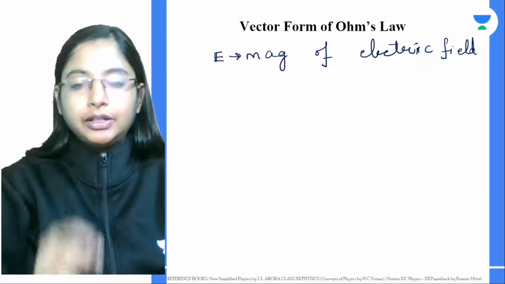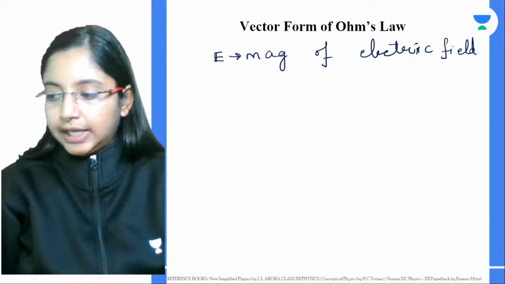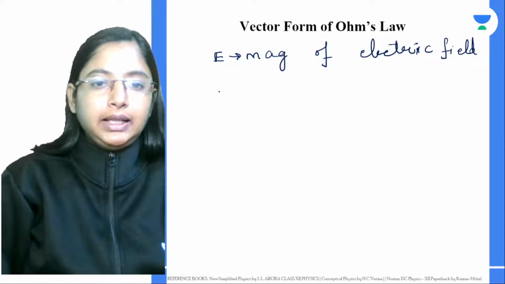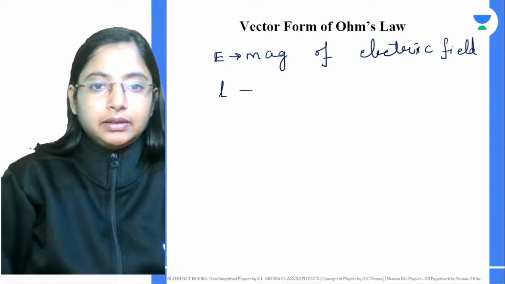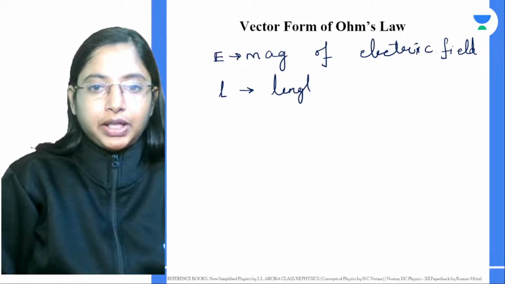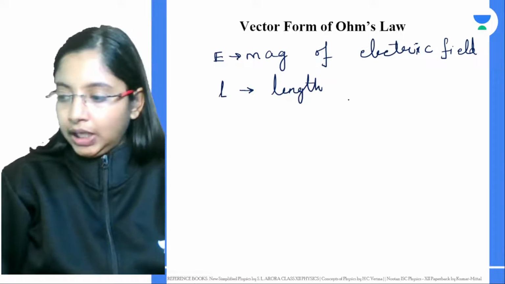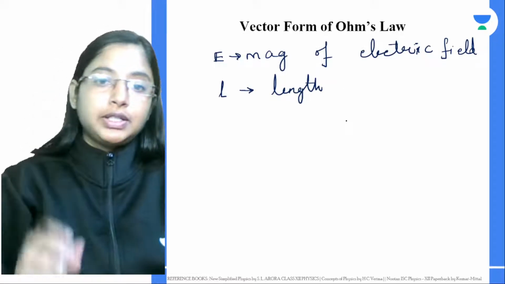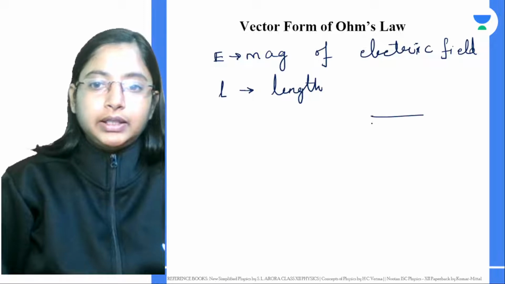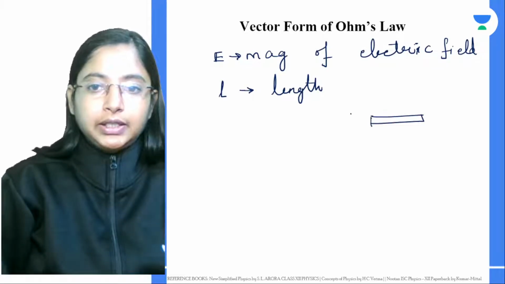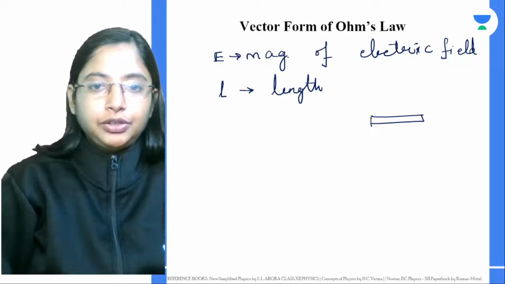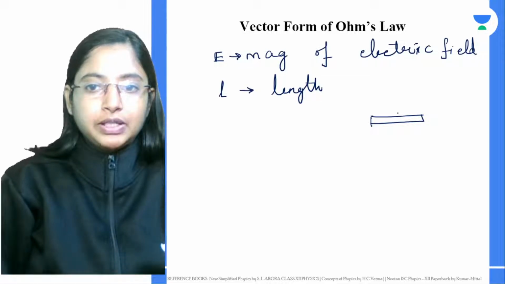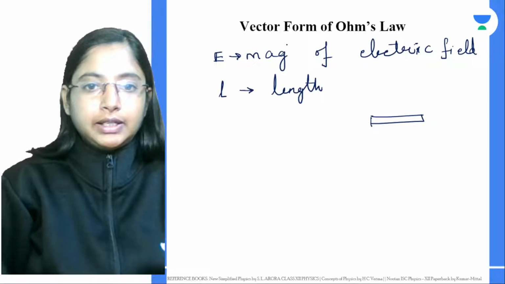Let this be the magnitude of the electric field in a conductor. Let's say the conductor has a length L. Then let's say a potential difference is applied across the length. There is a particular conductor placed in an electric field, so the magnitude of the electric field produced in this conductor is basically E.